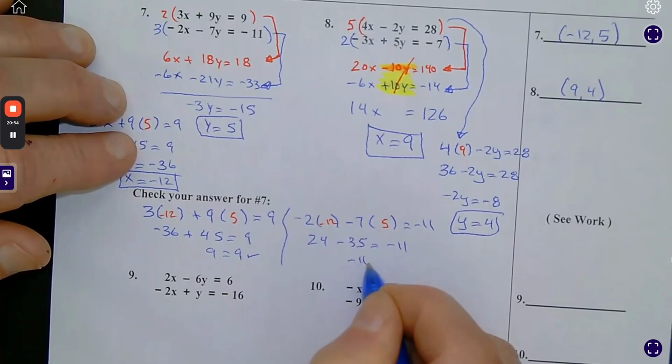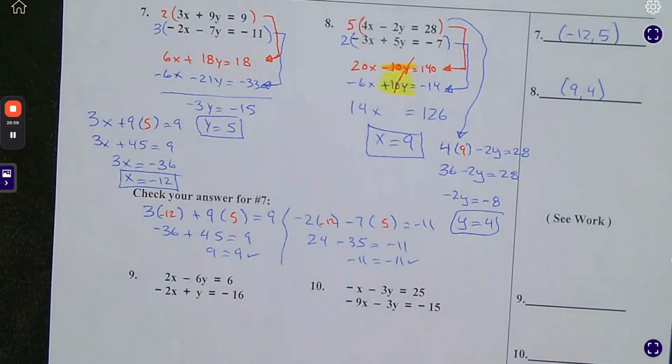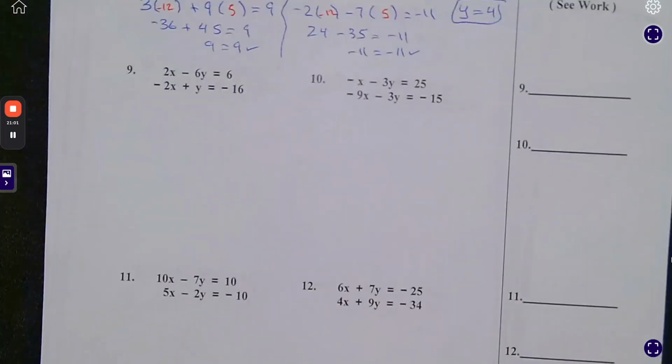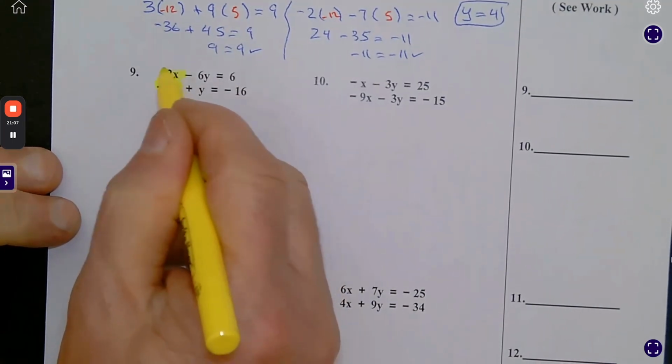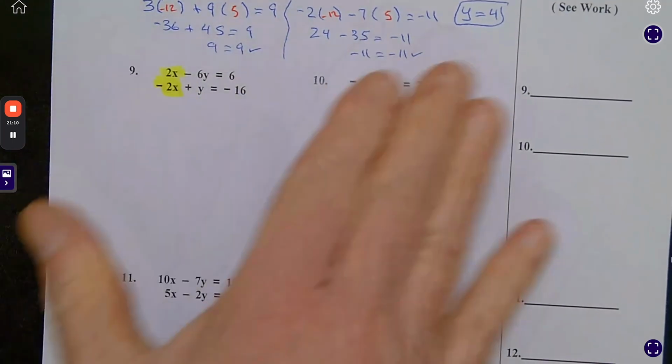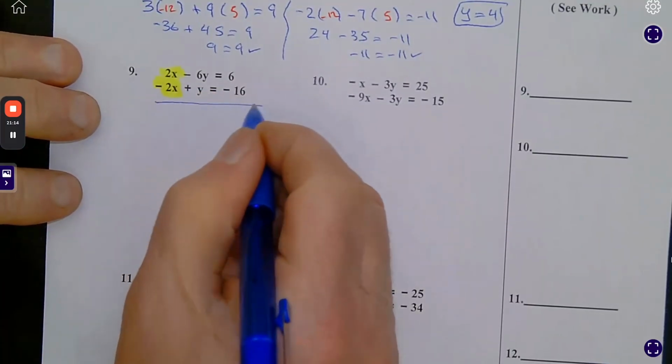And it worked. Okay, that proves that we got it right when it makes both equations true. Now we're going to do a little bit of all of those. Notice here, I already have opposites, so I don't have to manipulate anything. You have to be able to identify it. So the goal now is to be able to identify what you're dealing with. So just add them up the way they are.